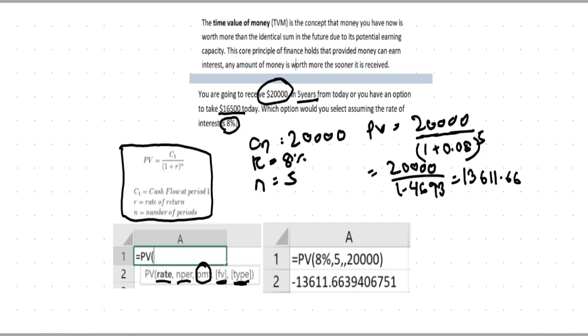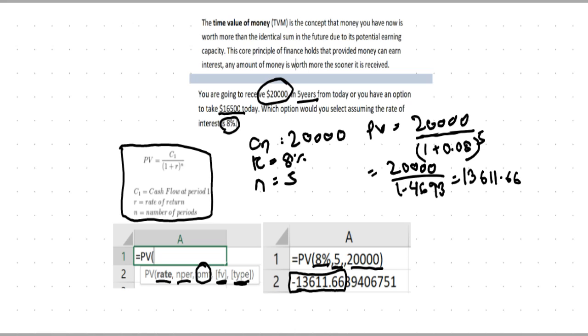So the rate of interest is 8%. NPER is 5. This PMT, you can either leave it blank or give it as 0. Then you have to give the future value, which is $20,000. So the present value comes out to be 13,611.66.